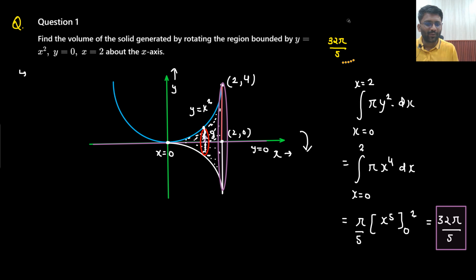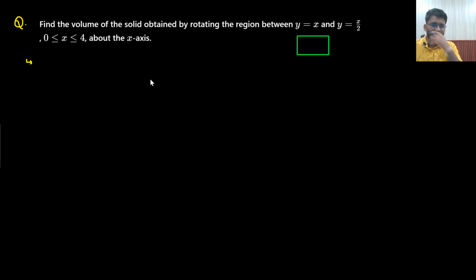Although in the examination, a lot of people will simply apply the formula. They will not even make the diagram. They will put x equals 2 in y equals x square and get y equals 5, or they will somehow take the limit from 0 to 2, pi y square dx, simply apply the formula, and get the answer. But now your concept is clear. I want your concept to be clear. 32 pi by 5 is the answer. Understandable? Let's solve the next question.